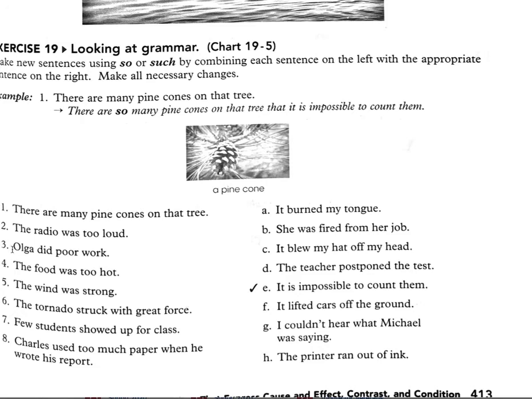Okay, if we look at number 3, Olga did poor work. Okay, so here you have a modified noun, poor and work. So you say, Olga did such poor work that she was fired from her job. Okay, letter B. Olga did such poor work that she was fired from her job.